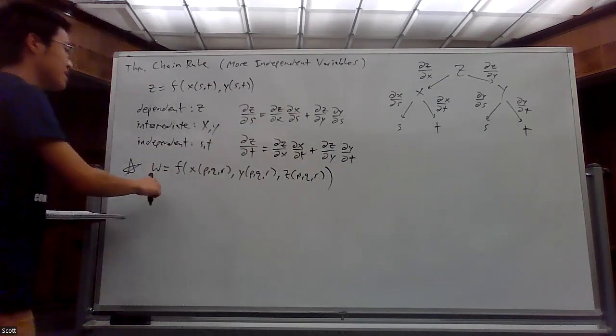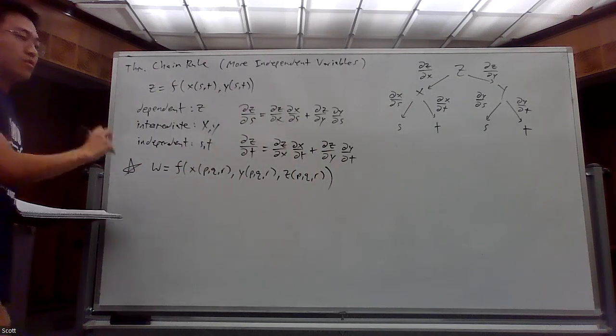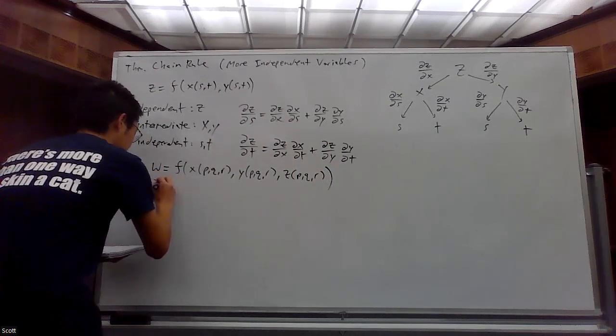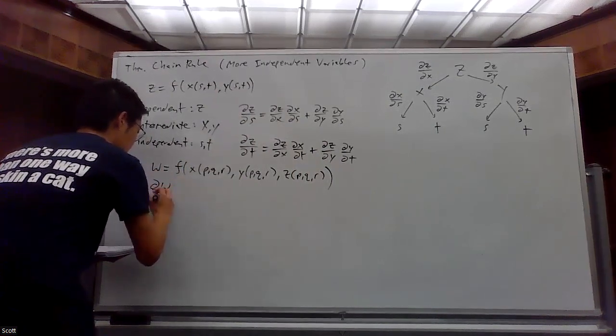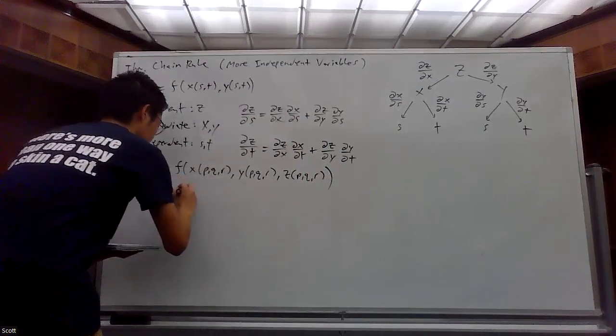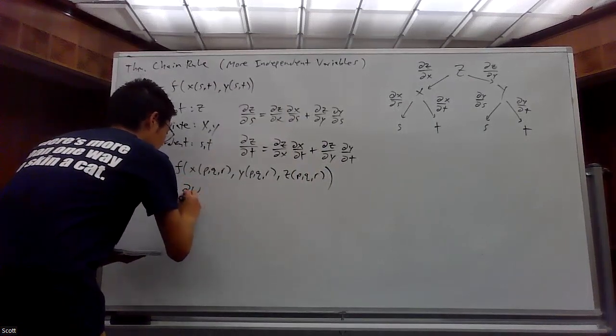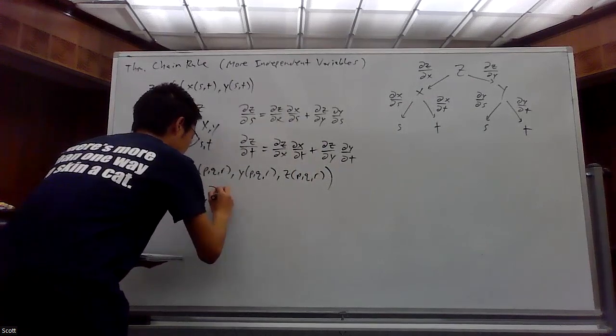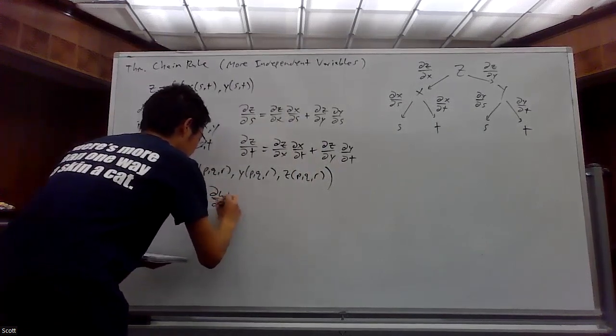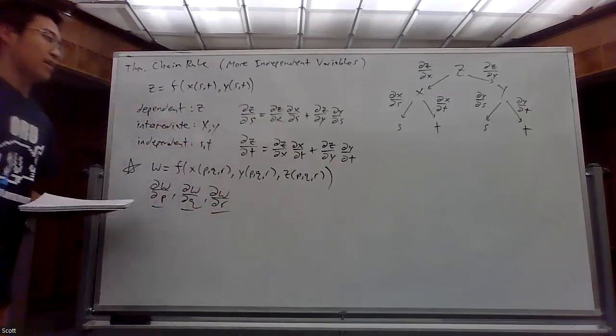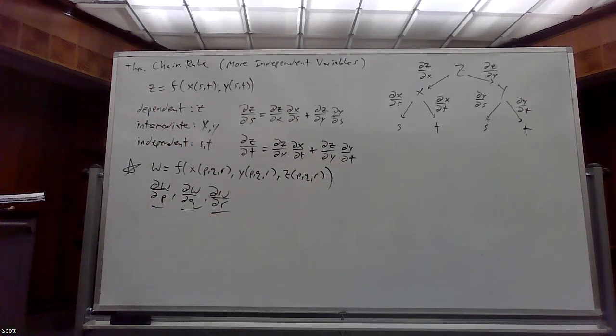Yeah, 3, because how many independent variables are there? 3. Yeah, there are 3. So we would need to find partial w, partial p. We would need partial w, partial q, and a formula for partial w, partial r. All 3 of these need a formula, and you can get those with the intermediate variables. So this is your exit ticket, and then you are free to go.